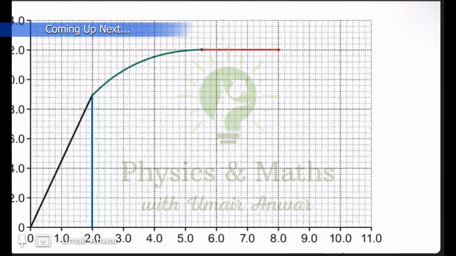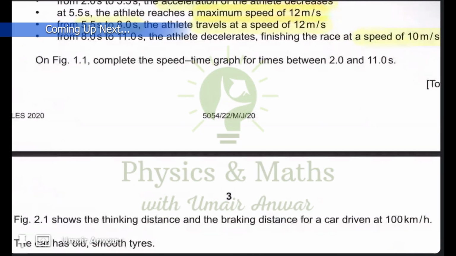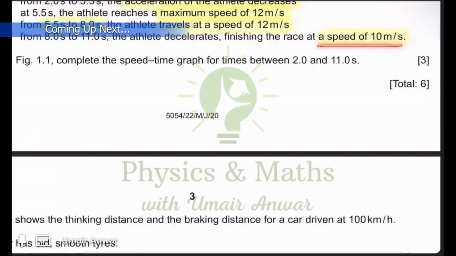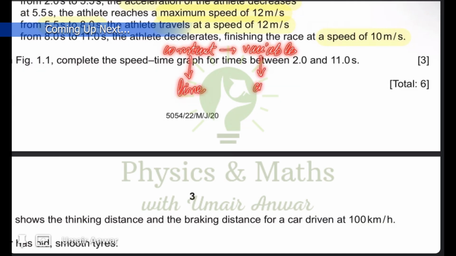Now for the third portion, it says from 8 to 11 seconds, the athlete is going to decelerate, finishing the race at a speed of 10 meters per second. Now, is the deceleration constant or variable? It is not mentioned over here. So we can consider it to be a constant deceleration. And if we consider it to be a variable deceleration, then still the answer is going to be acceptable. For a constant deceleration, we are going to make a straight line. And for a variable deceleration, we are going to make a curve.